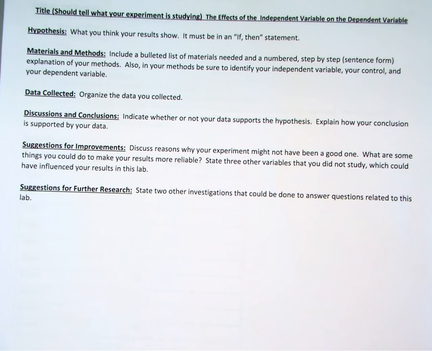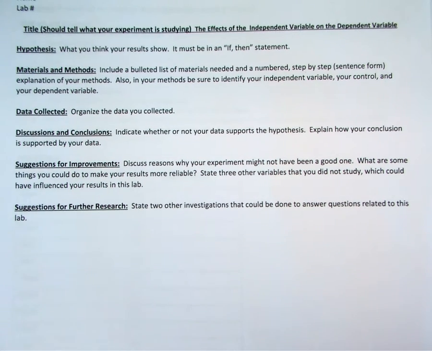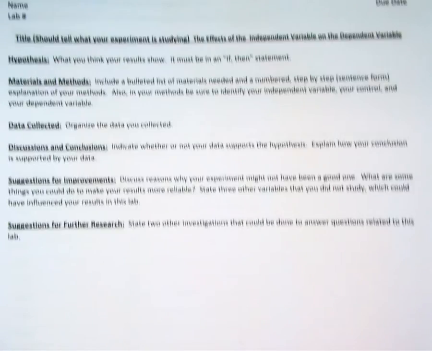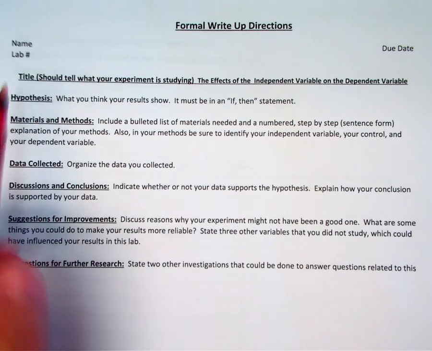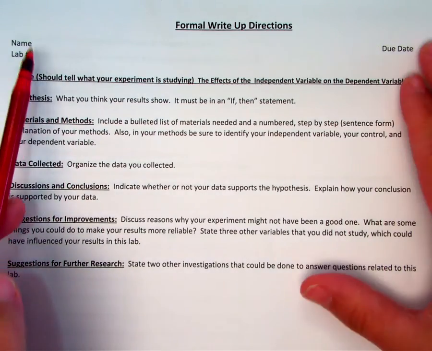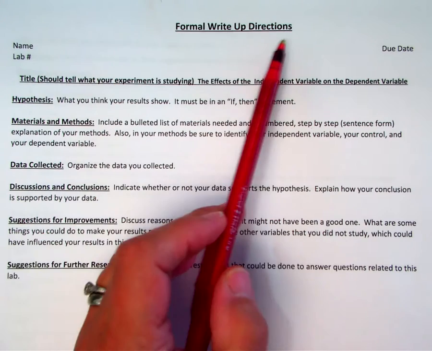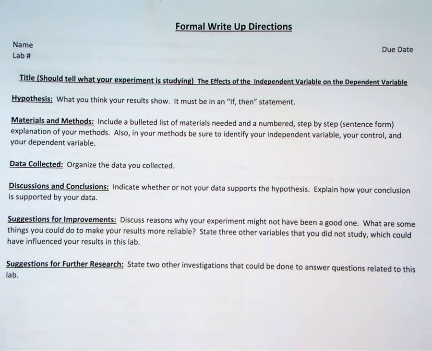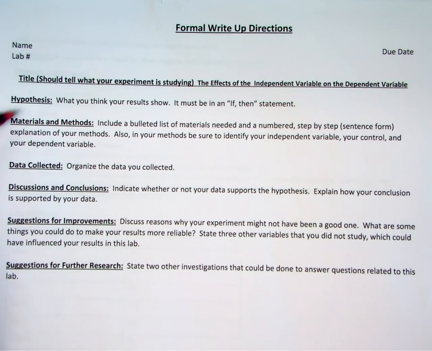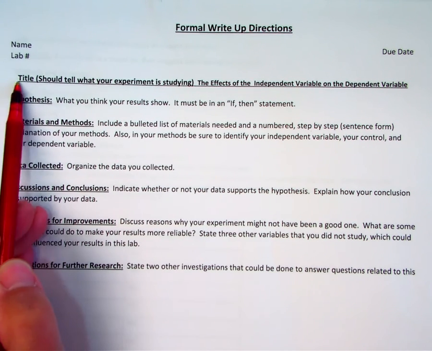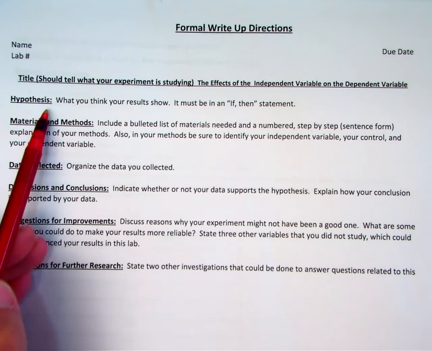All right, so here are the directions on how to do a lab formal write-up. You're always going to want to put your name at the top, your lab number, and the date the lab is due. You won't need this heading. These are your directions. Each one of these headings will be in bold, underline, and followed by a colon.